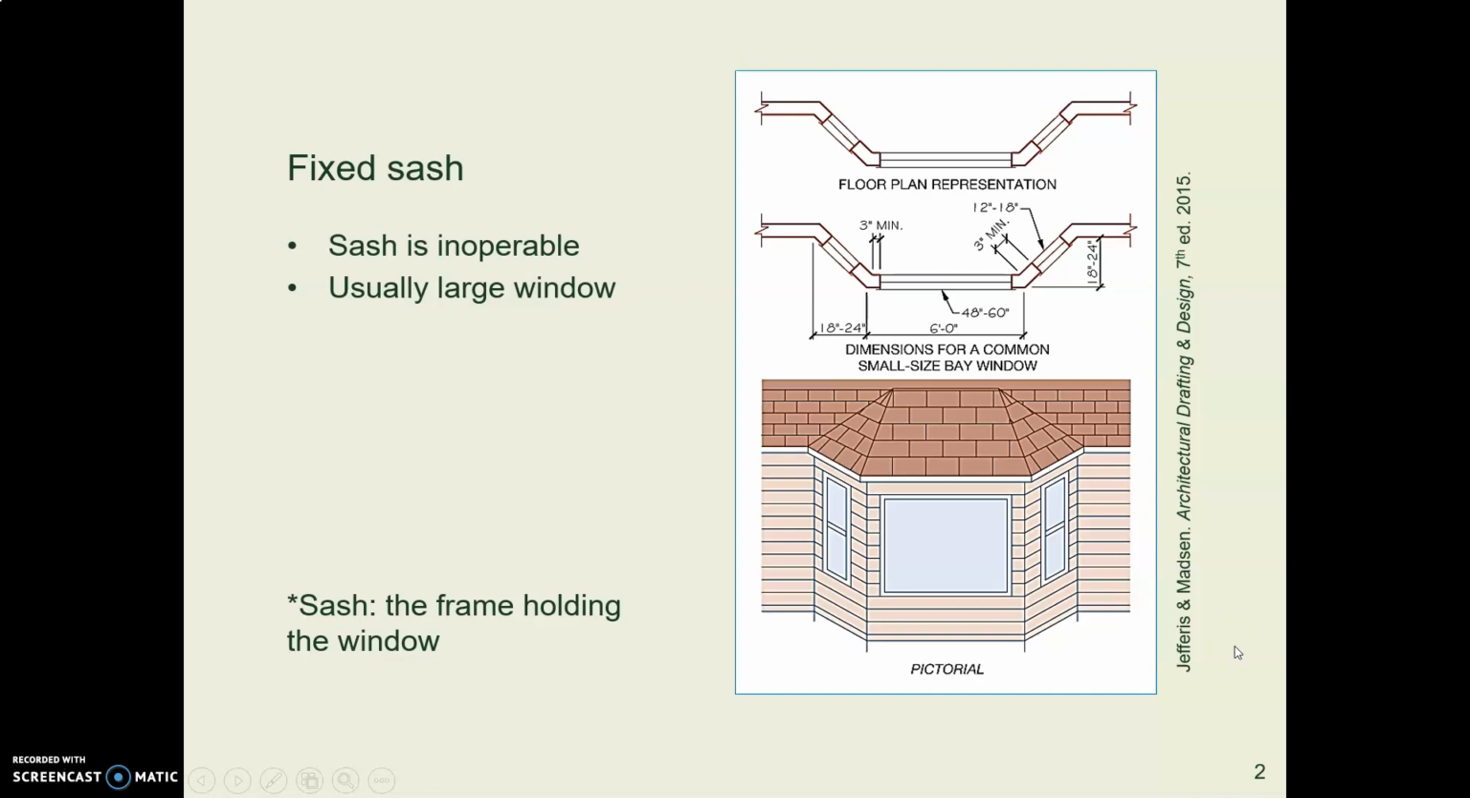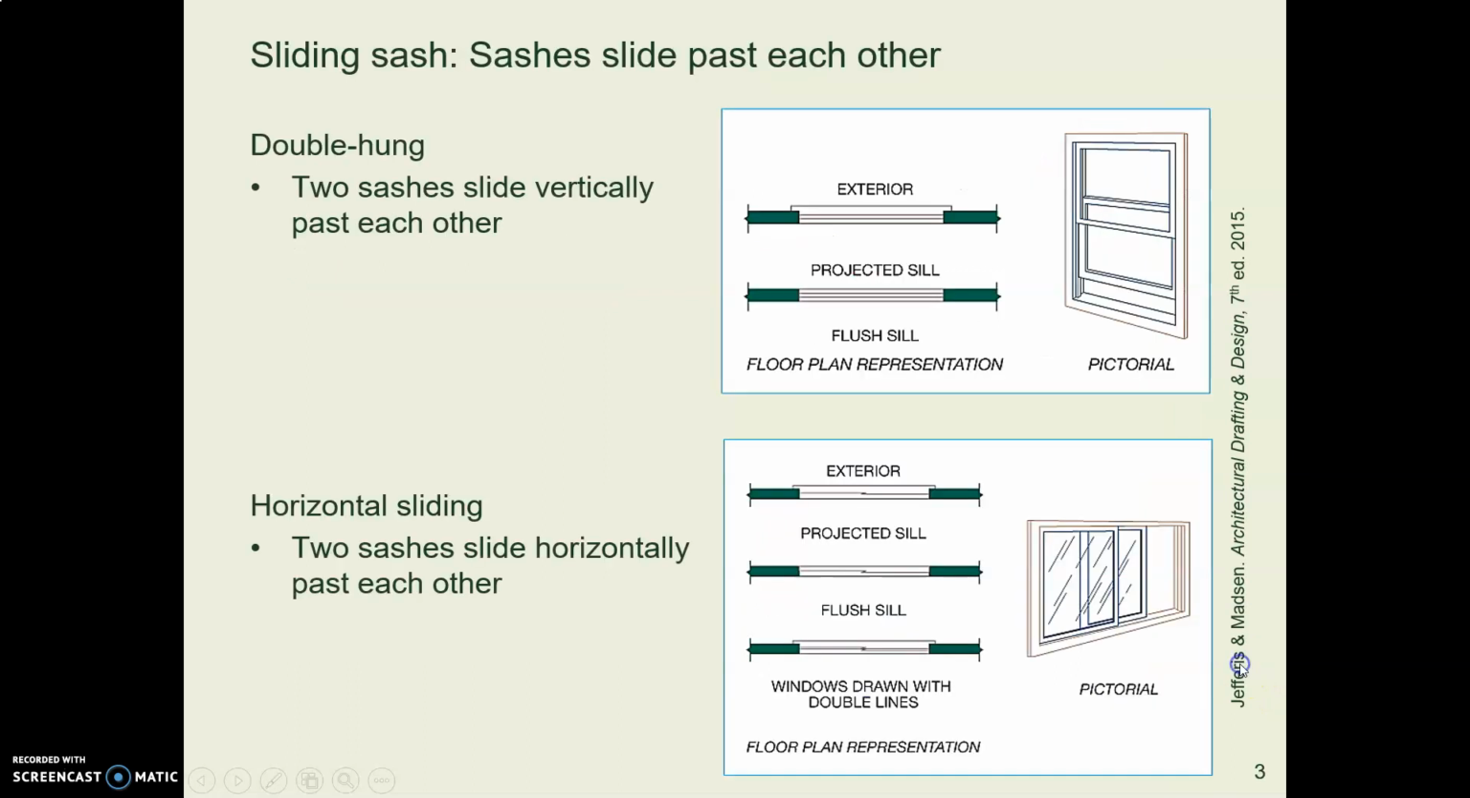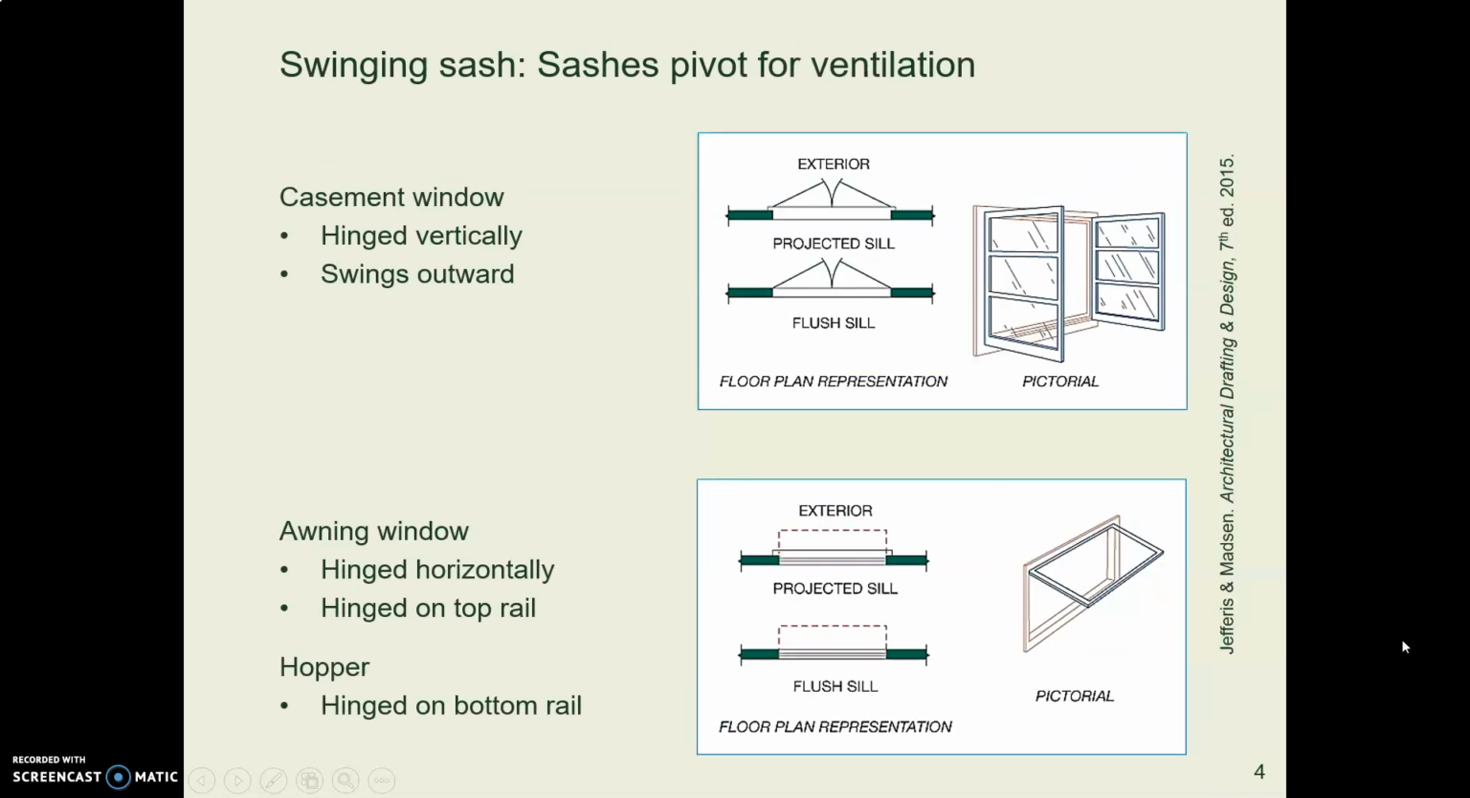So a fixed sash is just a window that doesn't move. Its frame is just fixed there. If you have two sashes, like in the upper picture, that's called a double hung window. So two sashes, two frames with glass in them, slide past each other. You can also, of course, have horizontal sliding sashes. Those are common in modern ranch-style houses. You can have sashes that swing on hinges, could be vertical hinges or horizontal hinges.